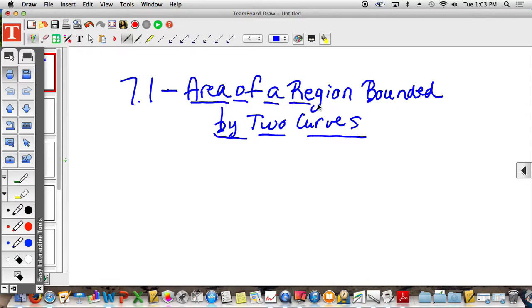This is what calculus is all about: being able to find the area of obscure shapes.